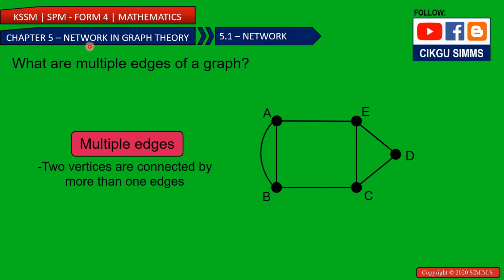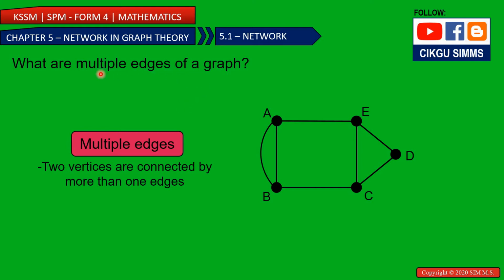Chapter 5 Network in Graph Theory, 5.1 Network. In this lesson you are going to learn what multiple edges and loops are, and how to find the degrees and so on for a graph involving multiple edges and loops.